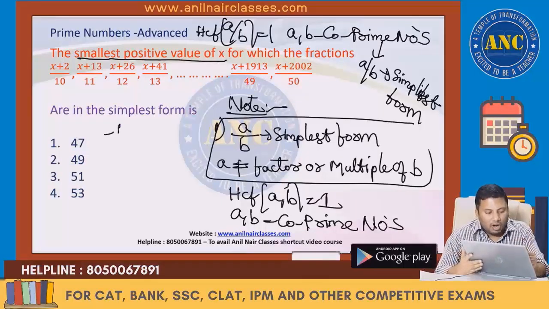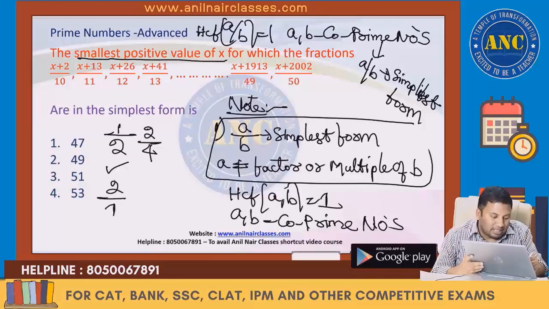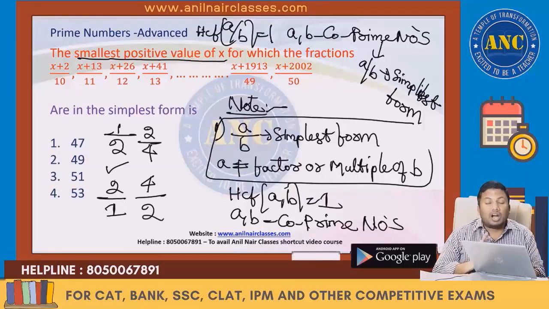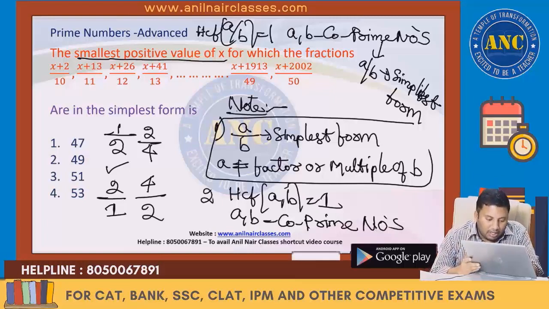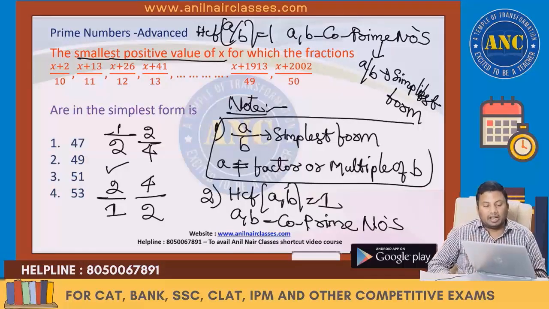See here, 1 by 2 is in its simplest form. 2 by 4 is not in its simplest form. What is happening? 2 is a factor of 4. 2 by 1 is in its simplest form. 4 by 2 is not in its simplest form. Why? Because 4 is a multiple of 2. Now read key point 1. It will be extremely clear to you.